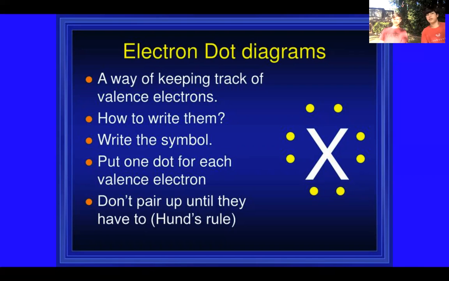So it's a way of keeping track of valence electrons. You put the symbol; X usually just means the atom that we're using. So if we want chlorine, we put Cl. You put one dot for each valence electron. Chlorine has 7, and you don't pair them until you have to, according to Hund's rule. So we put a dot here, here, here, here. You should also put them as far apart as possible. And then you go here, here, here. You only have 7, so exclude this one, because chlorine has 7 valence electrons.